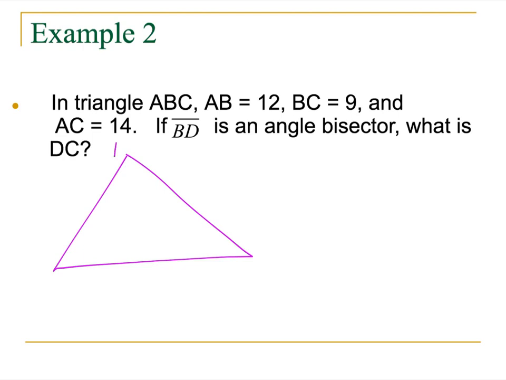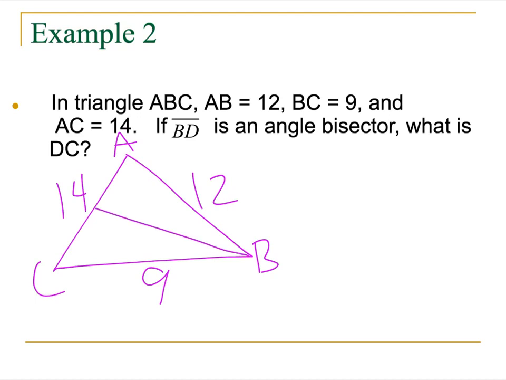It says A, B, C. AB is 12, BC is 9, and AC is 14. It says that BD is an angle bisector. Not a segment bisector, but an angle bisector, right? It cuts that angle into two congruent angles. What's DC? Well, this guy right down here is point D, right? That is D. Well, how am I going to figure this out?